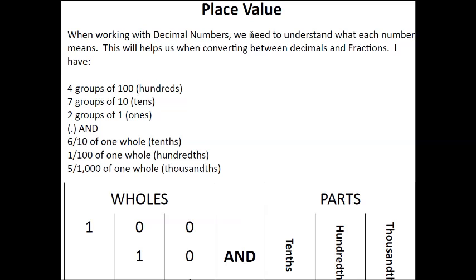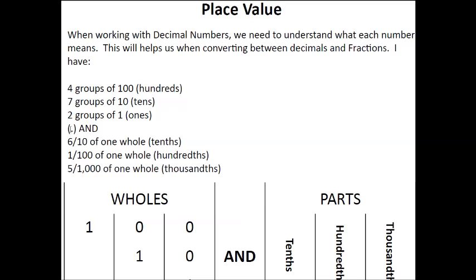When working with decimal numbers, we need to understand what each number means. This will help us when converting between decimals and fractions. So if I have 4 groups of 100, or hundreds, 7 groups of 10, or tens, 2 groups of 1, or ones, and, that's the decimal, 6 tenths or part of 1 whole, that's the tenths place, 1 hundredth of 1 whole, it's the hundredths place, and 5 thousandths of 1 whole, that's going to be the thousandths place.